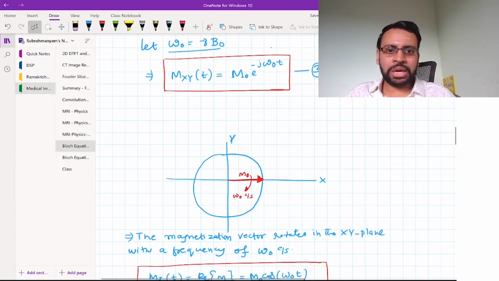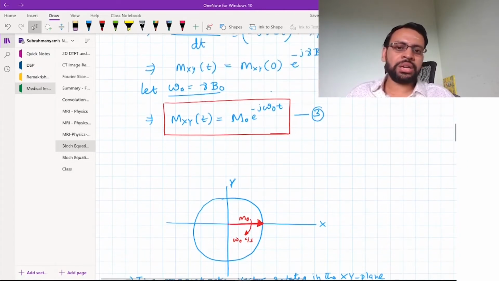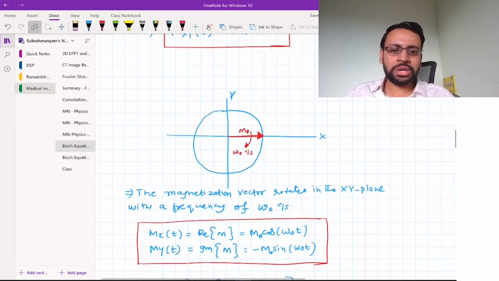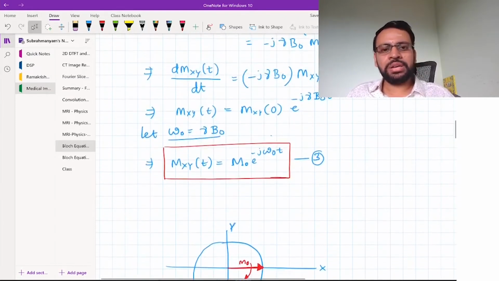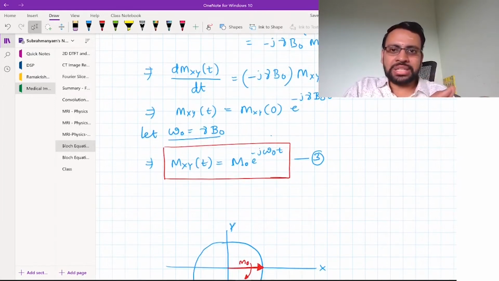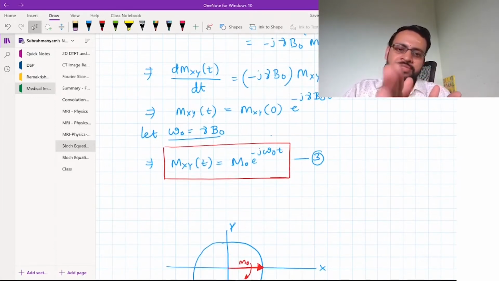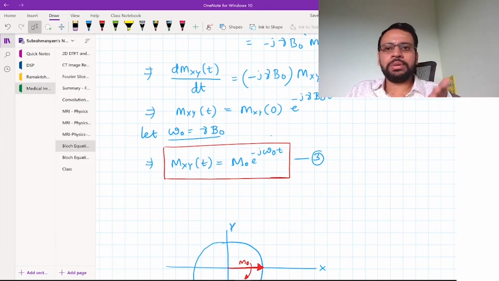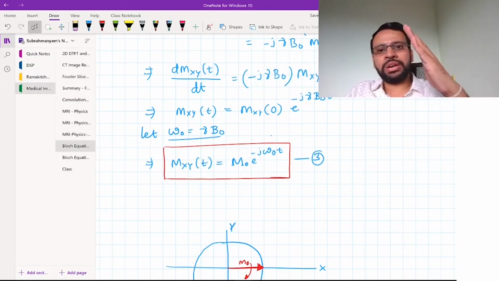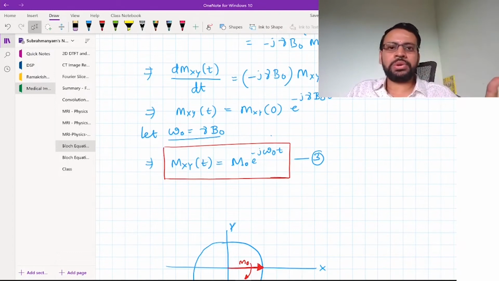So this M naught, the initial vector, would keep rotating here with a frequency of omega naught, which is equal to gamma times B naught, right? That's what you have got here when you are ignoring the T1 and T2 relaxations. Of course, T1 relaxation will have no impact here because that's about the longitudinal one. What we need to now further include is the transverse relaxation.